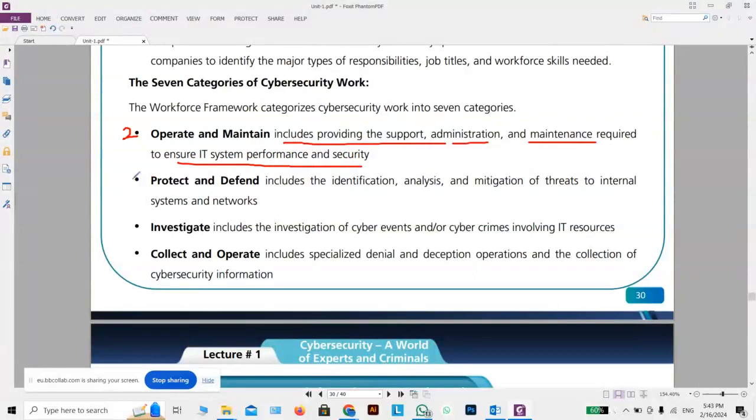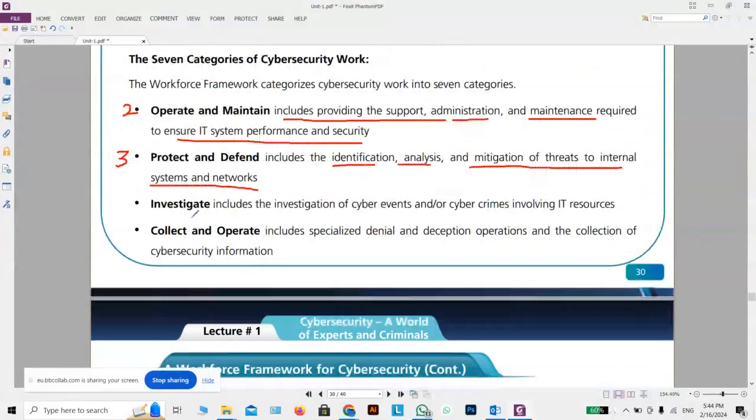Then the third one we have is protect and defend. Let me write it down, protect and defend. Here this phase is all about protect and defend. We lead threat mitigation through careful analysis. We not only go for the analysis of the network, we also go to mitigate those effects. Here we have cyber defense analysis, cyber defense infrastructure support. Okay, so in this phase we have incident response, vulnerability assessment like this. So this is all about identification, analysis, and mitigation of threats internal to the network.